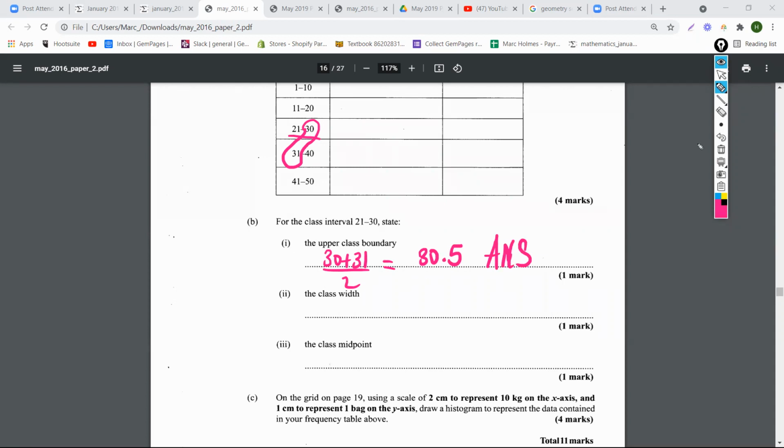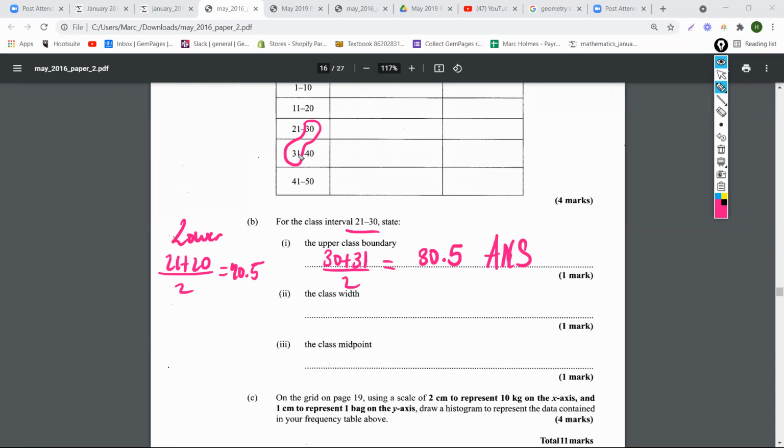I'm just reminding you, it's always the higher one plus the one in front of it, divided by 2. Suppose they ask us for the lower class boundary for the same class. It would be the lower one plus the one before it, divided by 2. So 21 plus 20 over 2, which is 20.5. But they asked us for the upper one, which is 30 plus 31 divided by 2. Easy to find, guys.